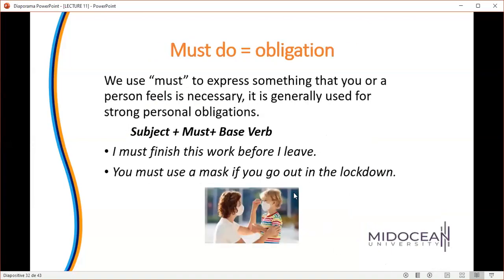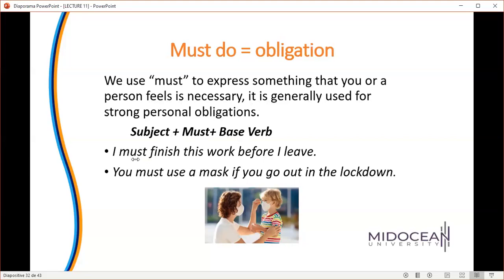Must indicates obligation. Donc, l'obligation ici, we use must to express something that you or a person feels is necessary. It is generally used for strong personal obligations. Donc, ici, vous avez une chose obligatoire, d'accord? So, subject plus must plus base verb.